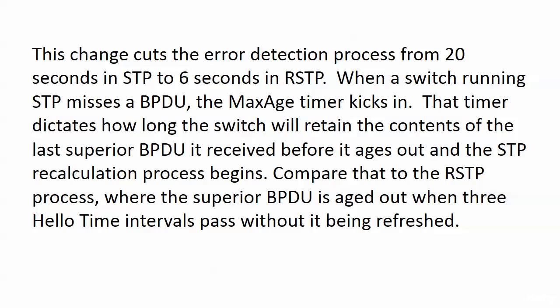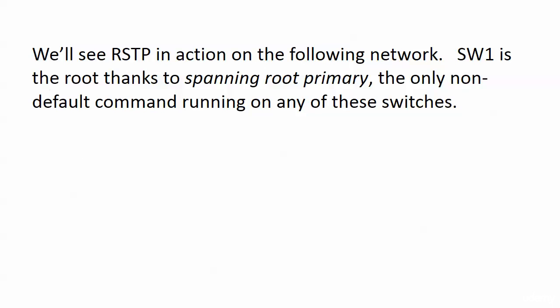because when a switch running STP misses a BPDU, the max age timer kicks in, and that timer, of course, as we've learned, dictates how long the switch is going to keep the contents of the last superior BPDU it received before that information is aged out and STP starts the entire recalculation process. Nothing wrong with that, but we kind of like this with RSTP, where the superior BPDU is aged out immediately, all the information concerning the port no longer receiving the BPDUs when 3 hello time intervals pass without it being refreshed. And that's good stuff. We'll take every second we can get.